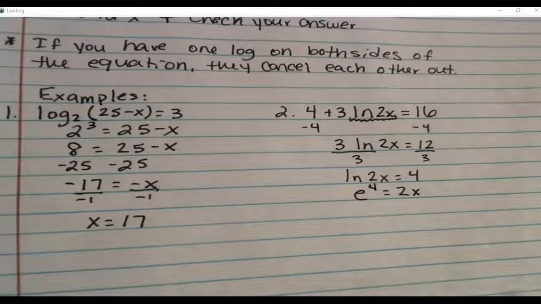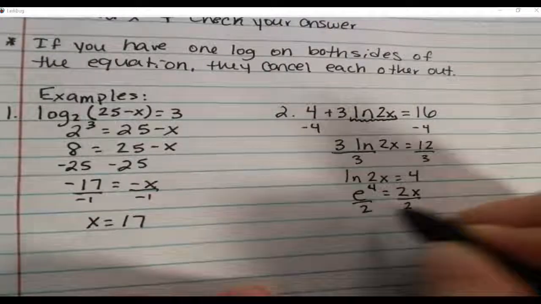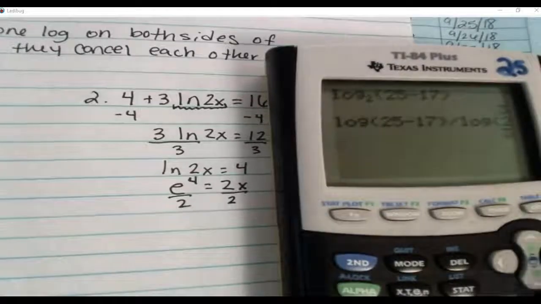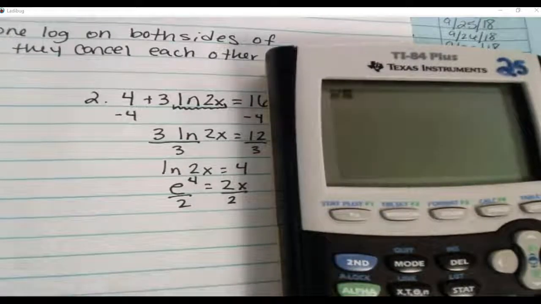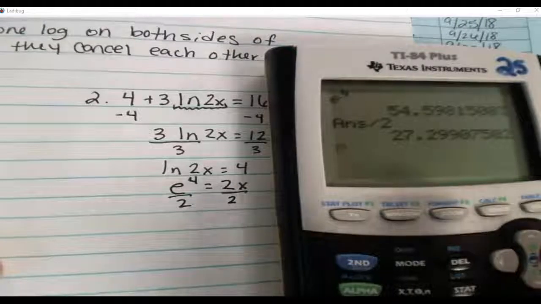And what would be my last step? Good. So we can do e to the 4th. So to get the e, you do second division to the 4th. Gives us about 54 point something, and then divided by 2. So we get about 27.3.